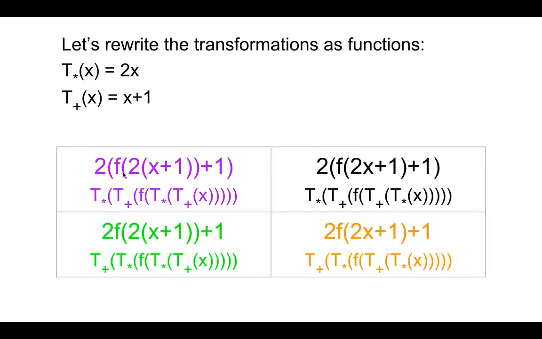So one thing to note, if we look at the purple, let's ignore the things happening outside the function and first look inside the function. These are going to be our horizontal transformations. Notice that we have this x plus 1 inside the 2x function. So our t plus function is inside our t star function, and both of those are inside the f function. Okay? So when we're looking at which one is closer to the original function, that's the t star.